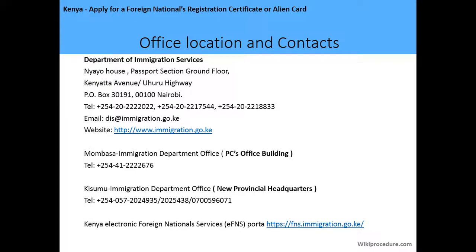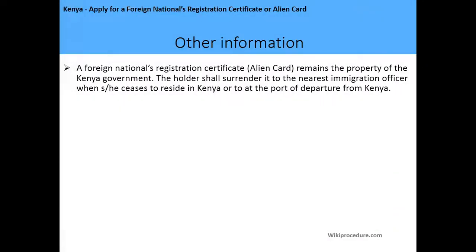the headquarters are at Nyayo House, Nairobi, Kenya, and you can visit them through their website at www.immigration.go.ke. The Mombasa offices are at the PC office building, and Kisumu, they are located at the new provincial headquarters. You can visit them also through the Foreign National Service portal, that is fns.immigration.go.ke. Another information is that the Foreign National Registration Certificate or alien card remains the property of the Kenyan government, and the holder must surrender it to the nearest immigration office when he or she ceases to reside in Kenya, or at the port of departure from Kenya.